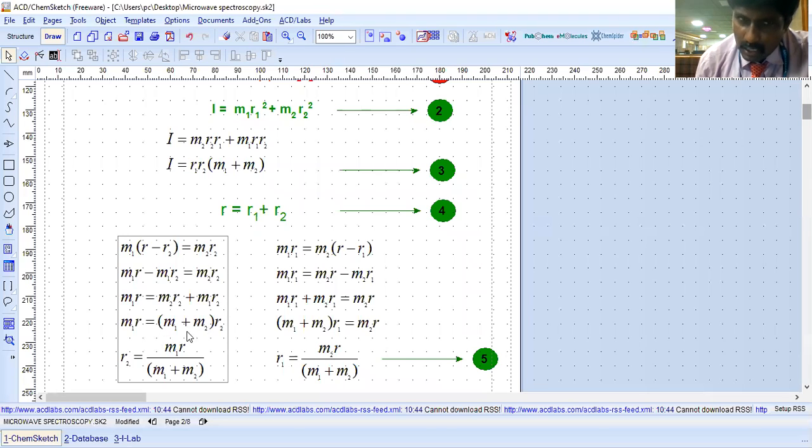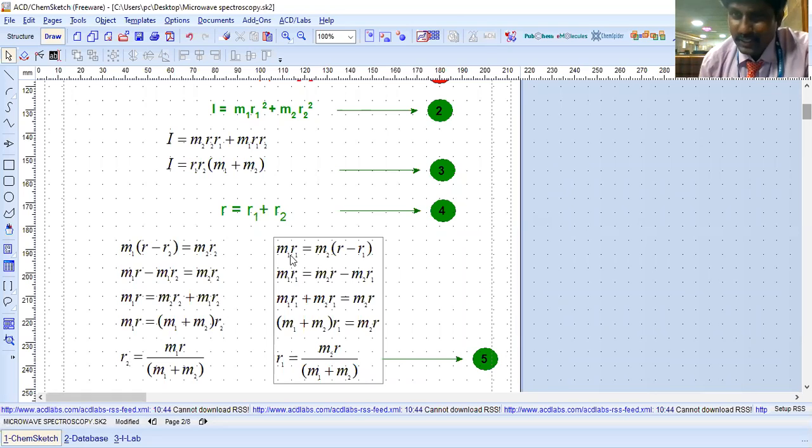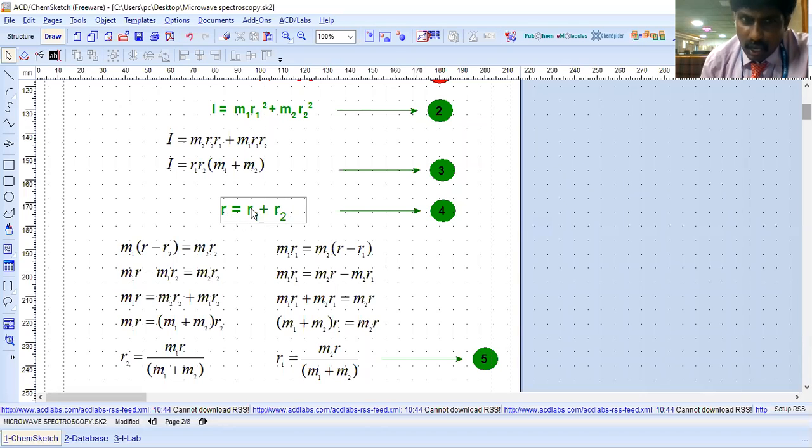Now what will happen? M1 R by (M1 plus M2). The radius of the second molecule, R2, is equal to M1 R by (M1 plus M2). Similarly, the second thing: M1 R1 equals M2 into (R minus R1). Where this R minus R1 has come from: instead of R2, I am sending this R1 to that side, so it becomes R minus R1, and I am substituting in equation 1. Both the R1 term and the R2 term have been derived.